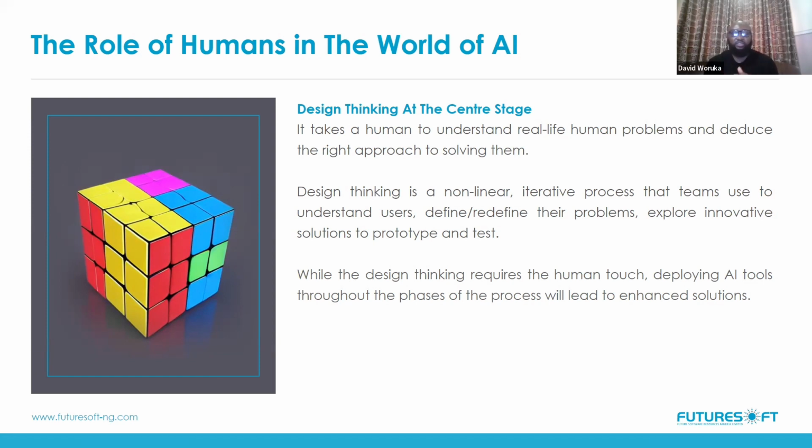Design thinking is a process where teams, both creative and non-creative, strategic teams and business teams, work to understand their users, define or redefine their problems, explore innovative solutions, and then prototype and test them. And design thinking is rooted in one core quality, and that's empathy. And empathy can only come from humans, at least for now. Eventually maybe AI can become self-aware and empathetic, but for now, that's one quality humans have, and I think that's one area designers can leverage more.